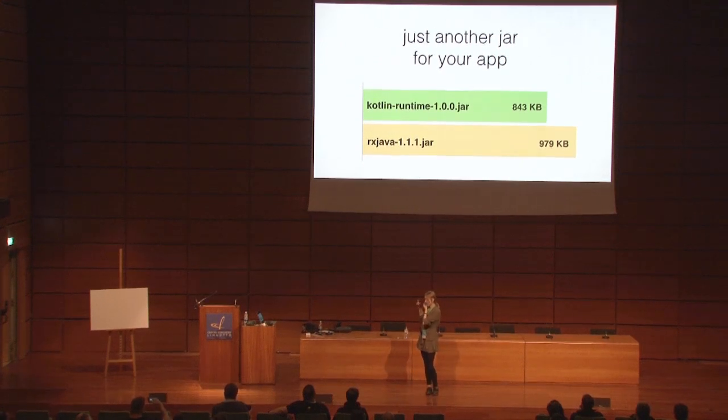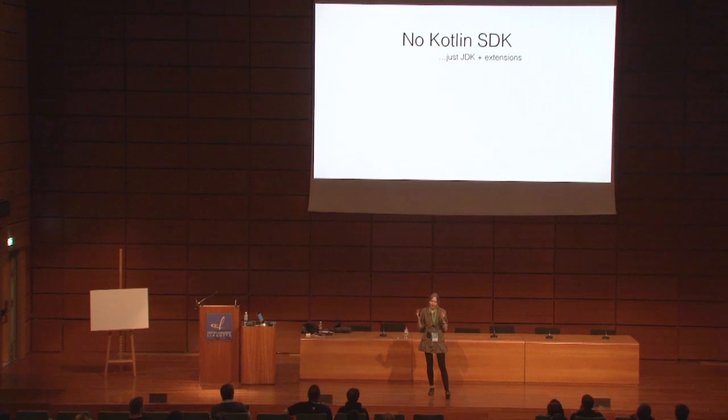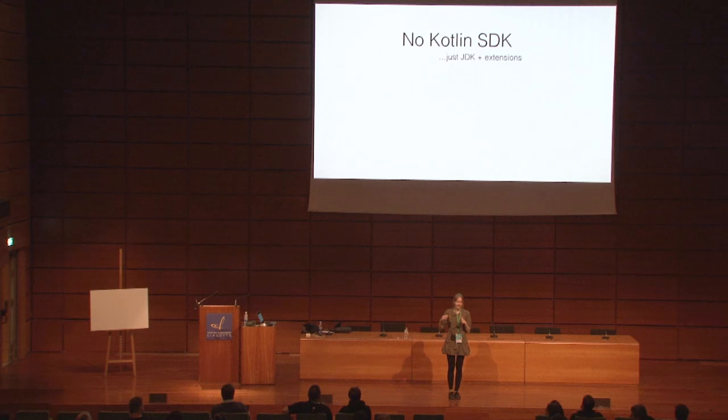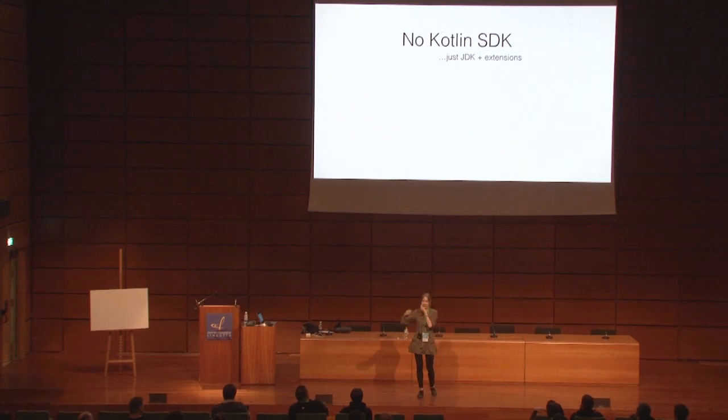Compared to some other JVM languages, it's much easier to add Kotlin to your project. Why is it so? Why do we have such a small library? Actually, there is an explanation for that. One of the explanations: in Kotlin, we do not have a Kotlin SDK. We use the Java SDK, the Java standard library, and a bunch of extensions to that. So we do not reinvent anything. We do not create our own libraries, collections, and so on. We use the standard library.